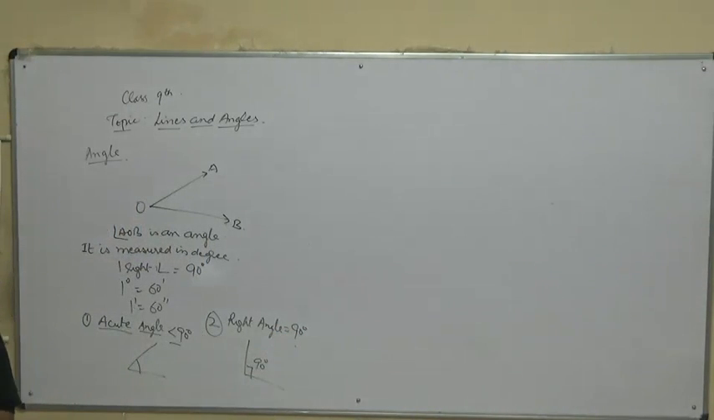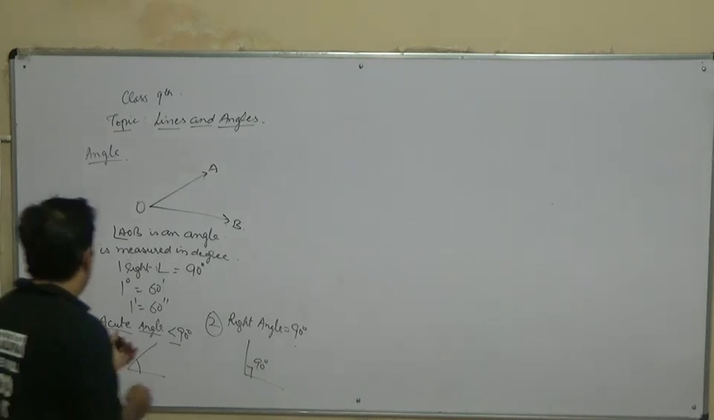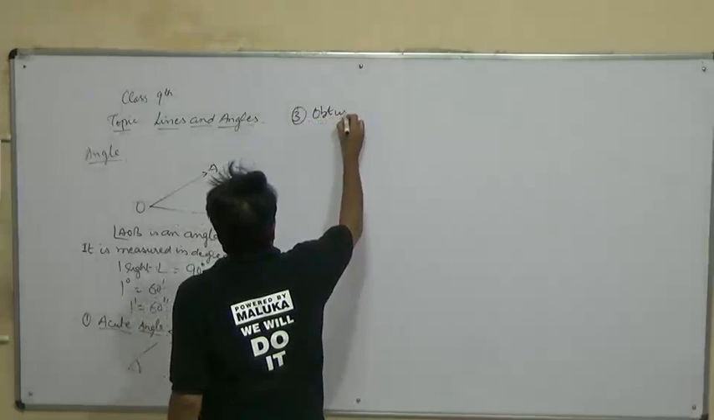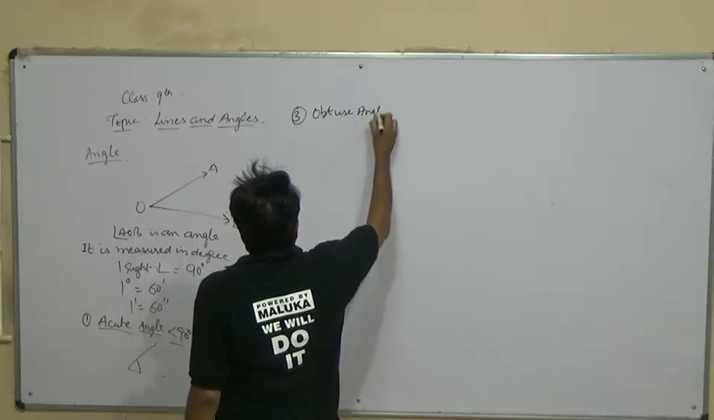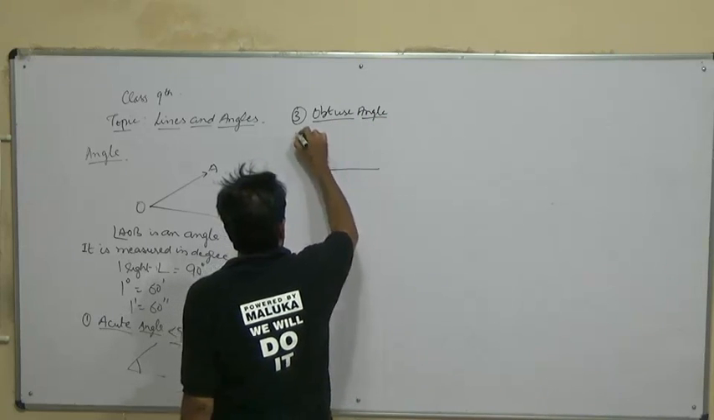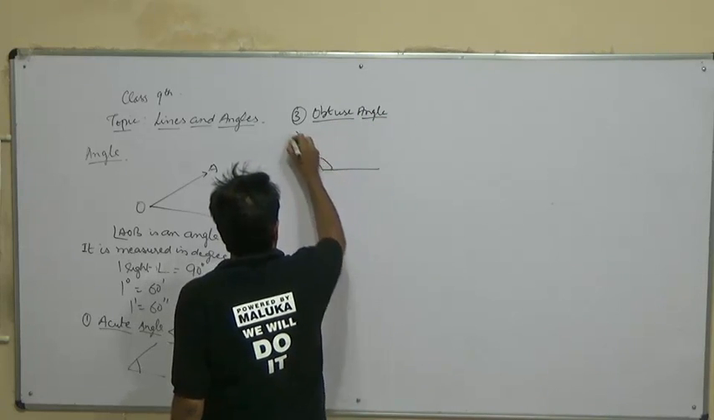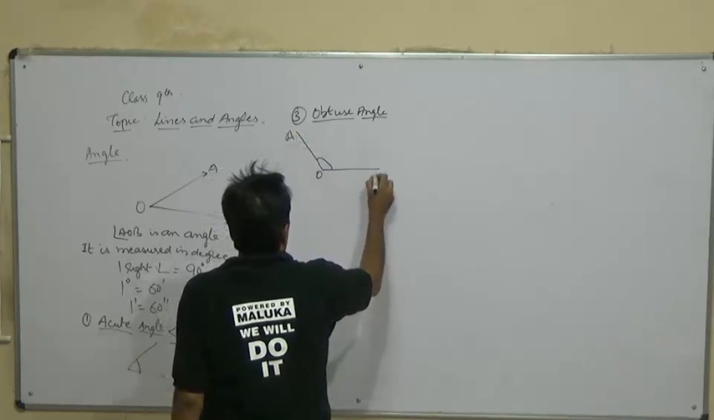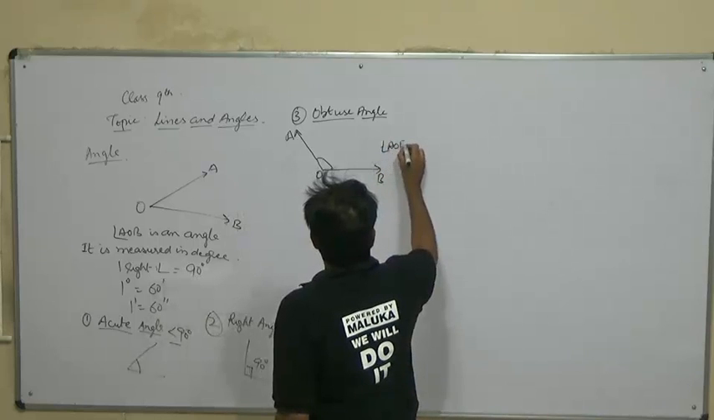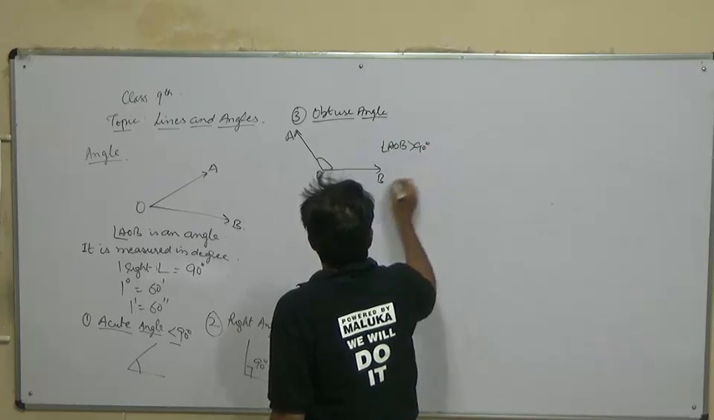Then next is obtuse angle. So what is obtuse angle? Third is obtuse angle. So angle which is greater than 90. So for example, this is 90. This will be the angle AOB. This is AOB greater than 90 degree. So any angle greater than 90 is obtuse angle.